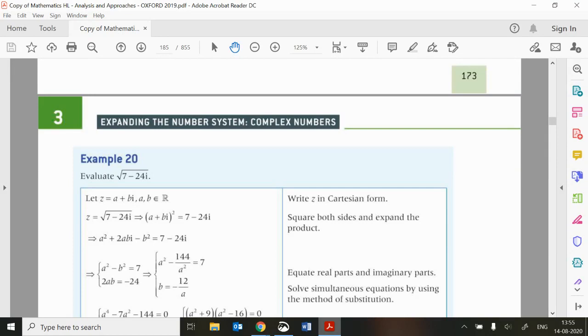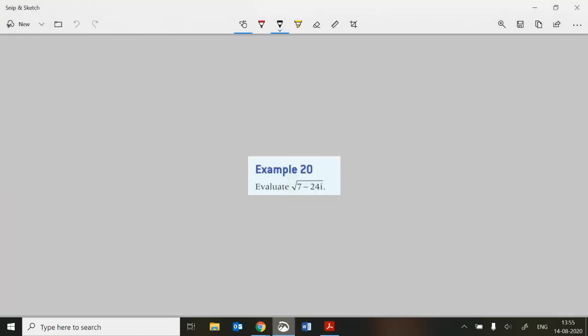Okay. So let's look at example 20 now. And this one says, evaluate the square root of this complex number. So the technique which we're going to use for this one is to say, well, let's let this equal a complex answer. So let's let this equal z. But z, of course, we can say is equal to a plus bi. So we're going to set it equal to that. Now we've got 7 minus 24i is equal to a plus bi, this generic complex number. Now we're going to square both sides. So normal kind of algebra from here on in.